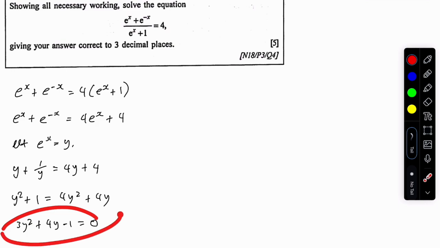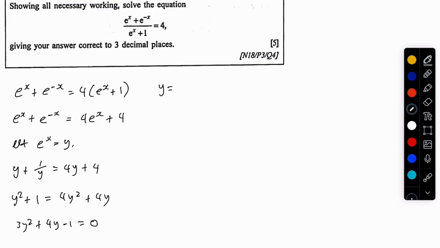Now with this, I'm just going to skip past. I'm just going to use the quadratic formula. So y is going to equal minus 4 plus minus the square root of b squared minus 4ac, over 2a.